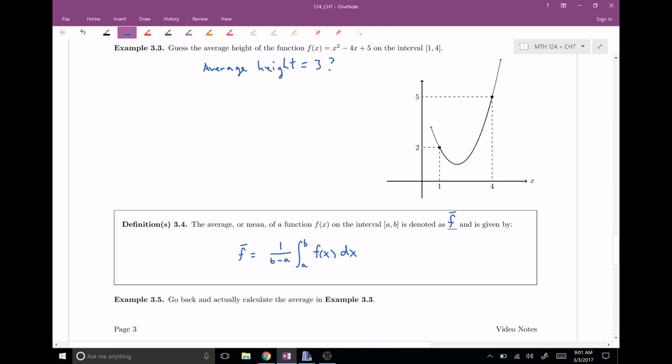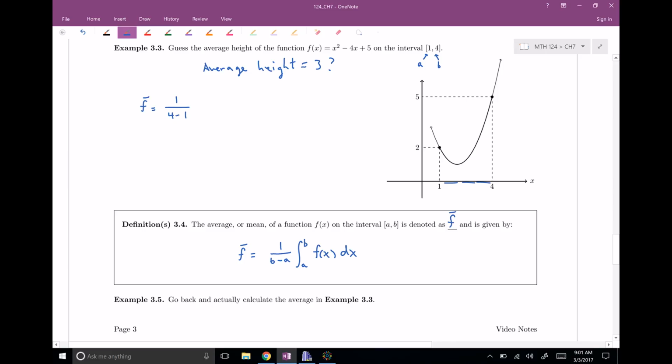Okay? So here we have f bar, the average height, is equal to 1 over b minus a. So those b's and a's, they come from the interval. So here's my interval, 1 to 4. So I have a, the start of that, b is the end. So this is going to be 4 minus 1. So like I said, this is the length of the interval here. 4 minus 1 would be length 3. So this has length 1, 2, 3.